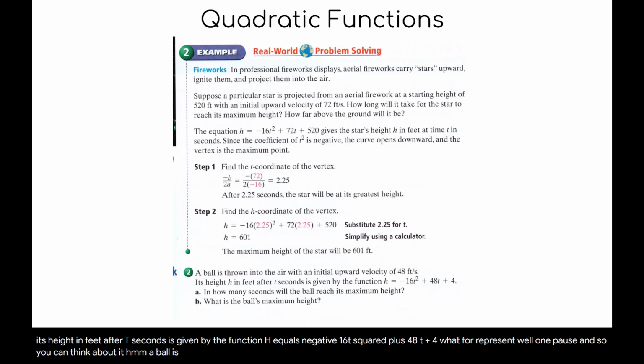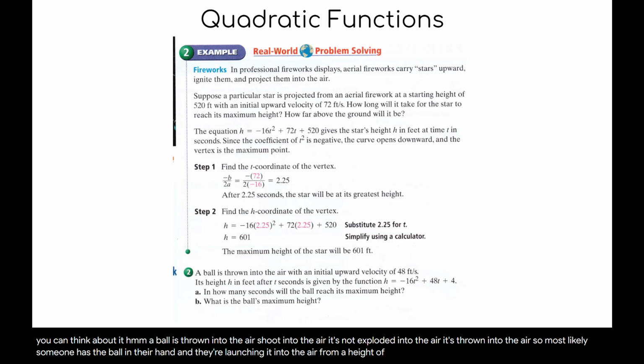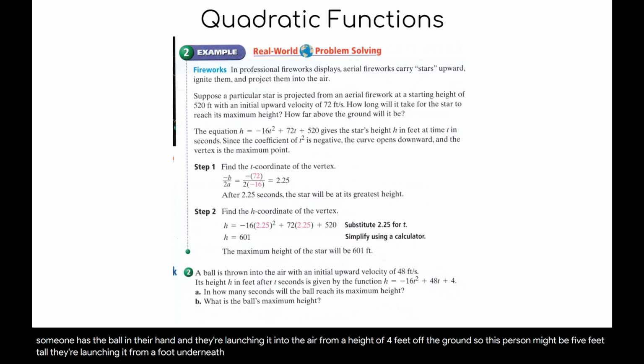A ball is thrown into the air. It's not launched into the air, it's not exploded into the air, it's thrown into the air. So most likely, someone has the ball in their hand, and they're launching it into the air from a height of 4 feet off the ground. So this person might be 5 feet tall. They're launching it from a foot underneath the level of their head. Therefore, the ball is getting let go and sent into the air at a 4 feet initial height.